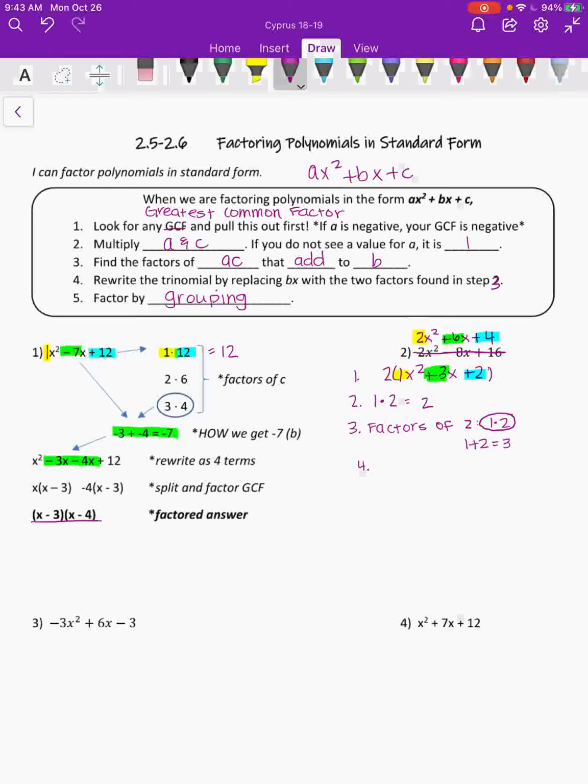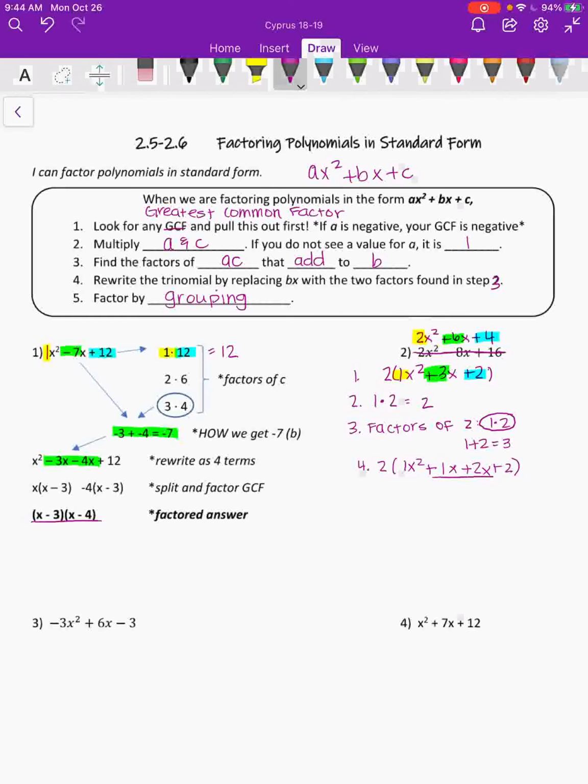That takes us to step 4. Rewrite our trinomial. So the very first piece stays the same. Okay. And I'm now going to use that 2 out front. But when I rewrite this, instead of saying 3x in the middle, I'm going to write plus 1x and plus 2x. That's where that 1 and 2 that we circled in step 3 goes. Now we have plus 1x and plus 2x instead of 3. Okay.